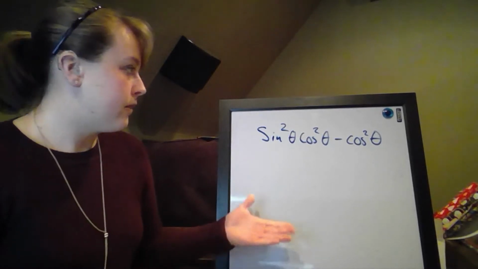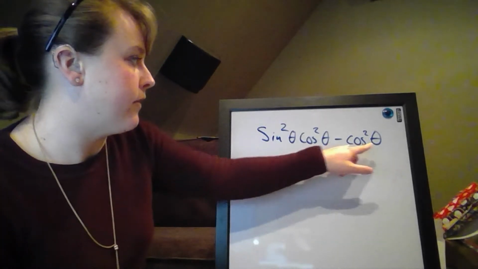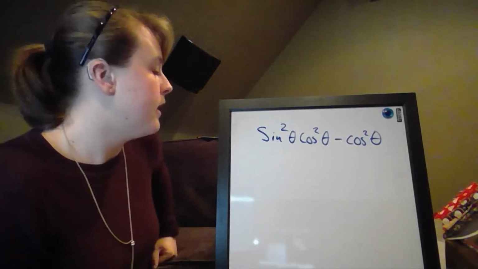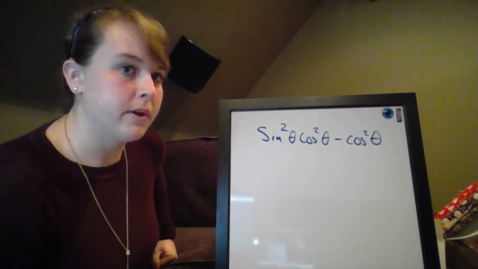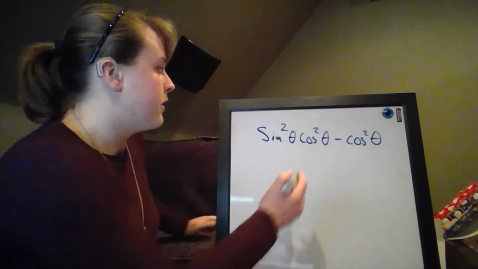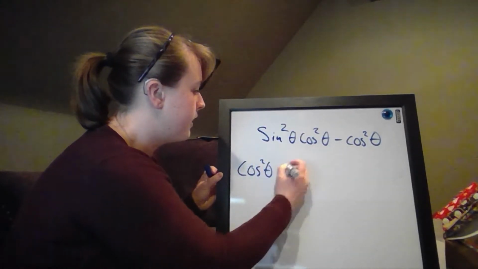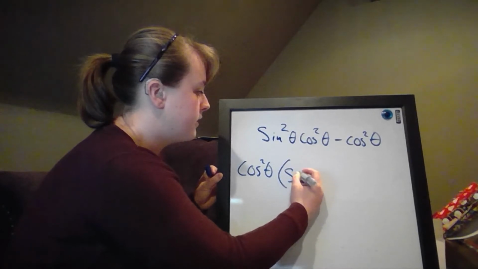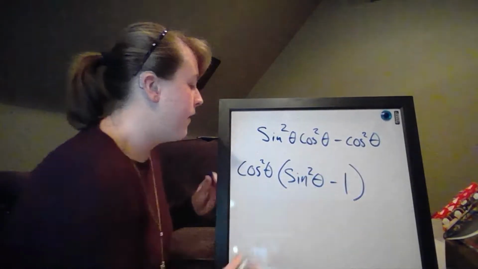So here we go. For this one, the first thing that I notice is that these both have a cosine squared in the term. So what I'm tempted to do here is factor out the cosine squared. I'm going to go ahead and try that. If I factor a cosine squared out of both of these, we get cosine squared times the quantity sine squared minus 1.